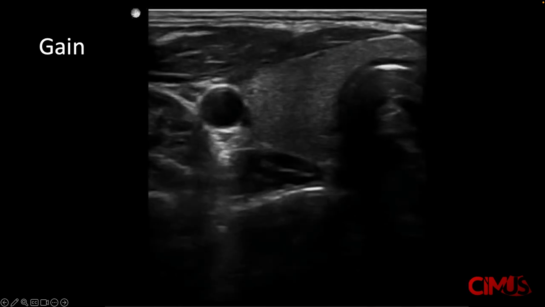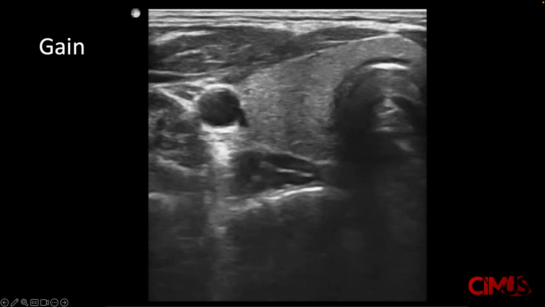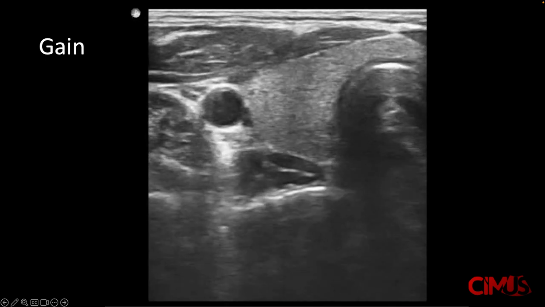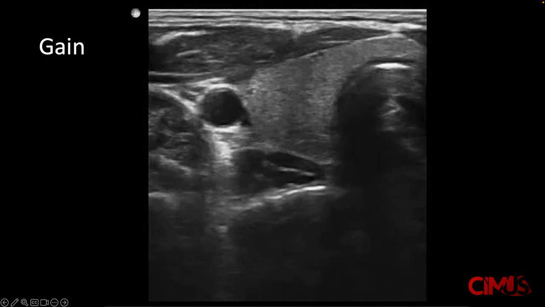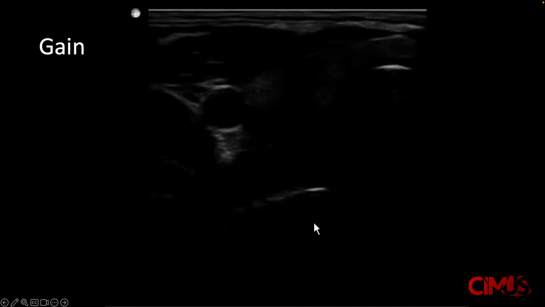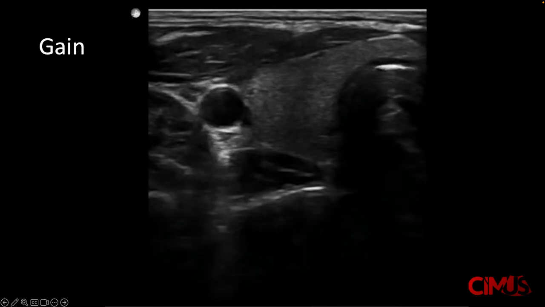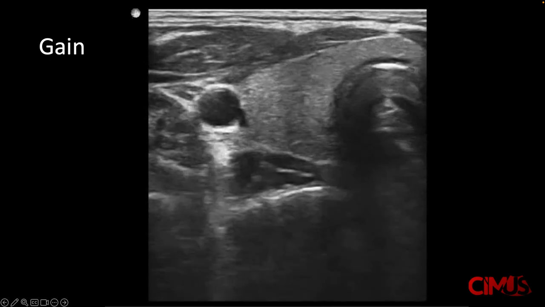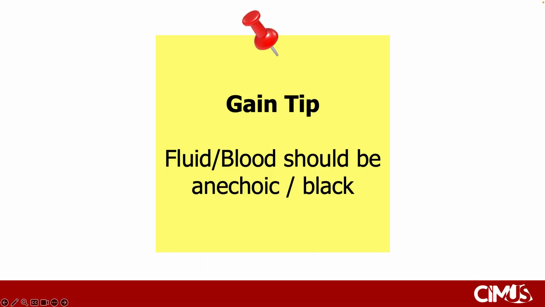So what's gain? What does gain do? It amplifies or decreases a signal that comes back to your transducer. So in this clip, gain is being decreased right now to make the image darker. And right now, gain is being increased to make the image brighter. A good rule of thumb is that fluid and blood should be black and anechoic, and that gain otherwise should be enough for you to really look at and see the structures that you're interested in.